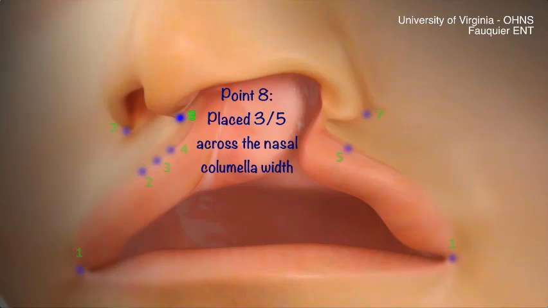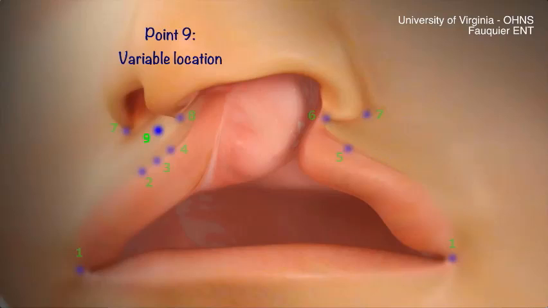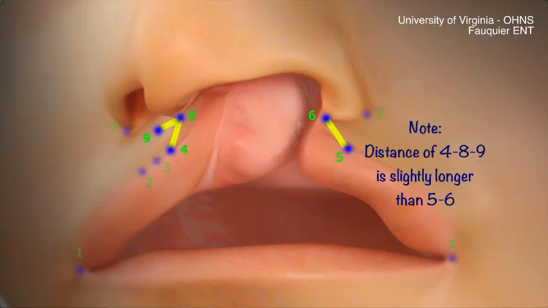Point 2 to Point 6 is the columella. Point 6 is the most superior and medial aspect of the lip skin available. And the point 6 to 9 is variable depending on how much advancement the flap needs, as additional length is needed to drop the lip down for aligned closure. Keep in mind that the incision connecting points 4, 8, and 9 will form the rotation flap, slightly longer than 5 and 6, as the rotation flap never unfurls perfectly straight.